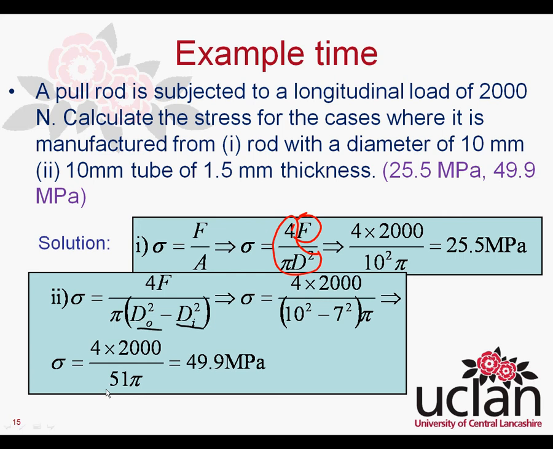We've got our 2000 as normal, and then the 4 over 10 squared minus 7 squared, an effective diameter if you wish, multiplied by pi. If you do the numbers, we have 4 times 2000 over 51 pi, which is equal to 49.9, almost double the stress.